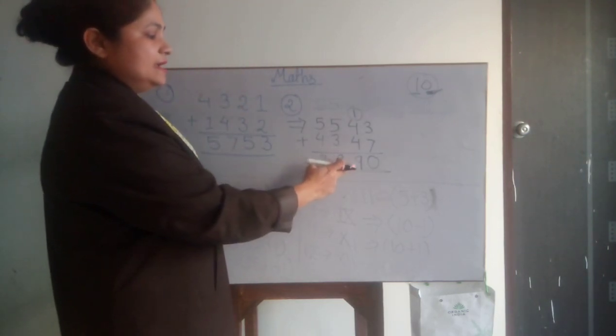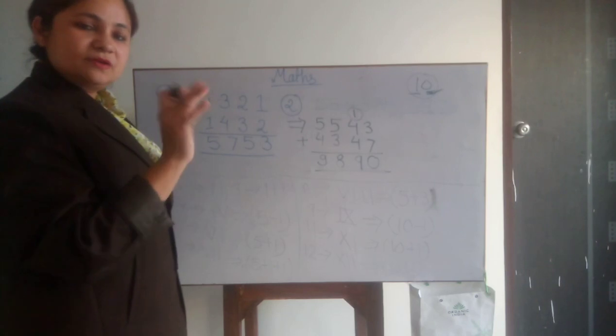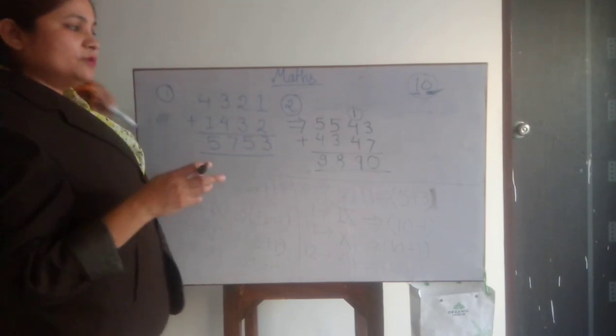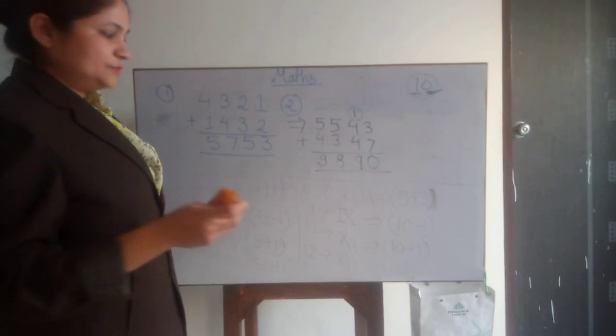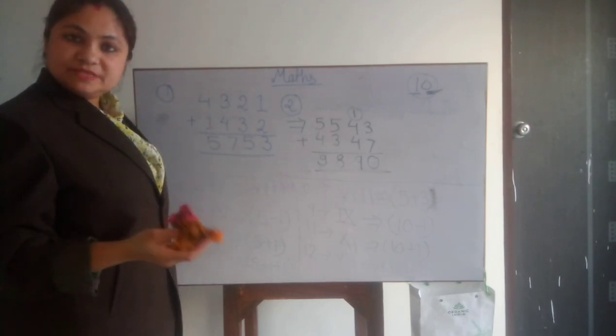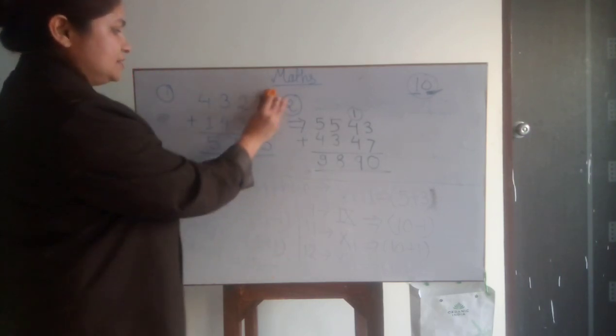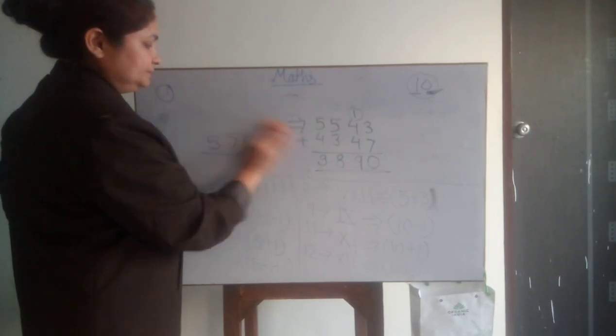9, 8, 9, 0. Got it? I hope all of you got it. Okay, it is so simple. Now I am taking some more examples to explain it briefly. Let me rub the board.